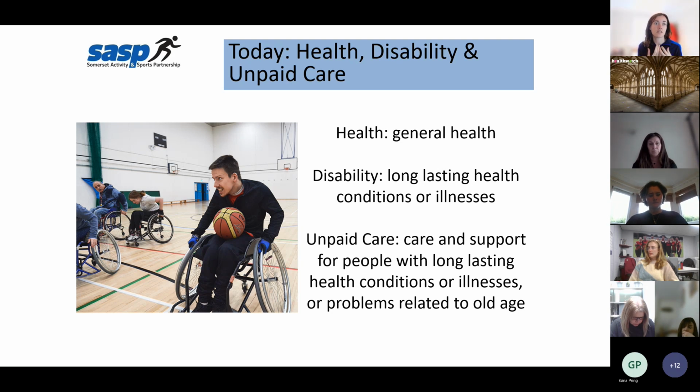So it looks at those disabilities that are limiting a lot for people, but also limiting a little for people. They try and differentiate the two. And then unpaid care, that's looking at people who care and support for people with long-lasting health conditions or illnesses or problems related to old age. Just to note on the unpaid care point, it's not looking at people who look after children, for example. It is around people who have particular health conditions or problems related to old age. They are the two factors for unpaid care.